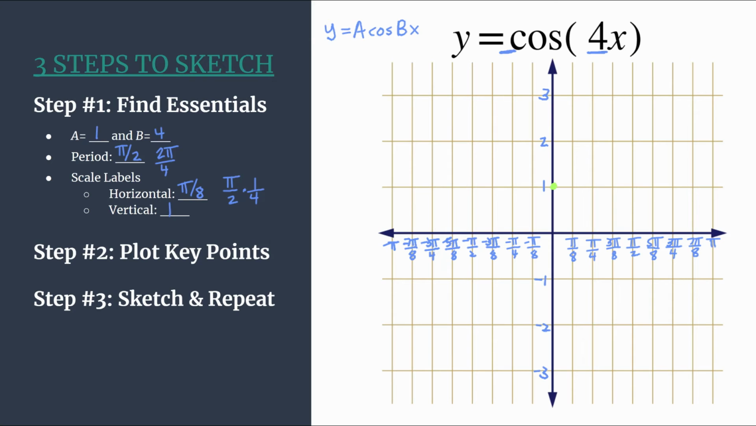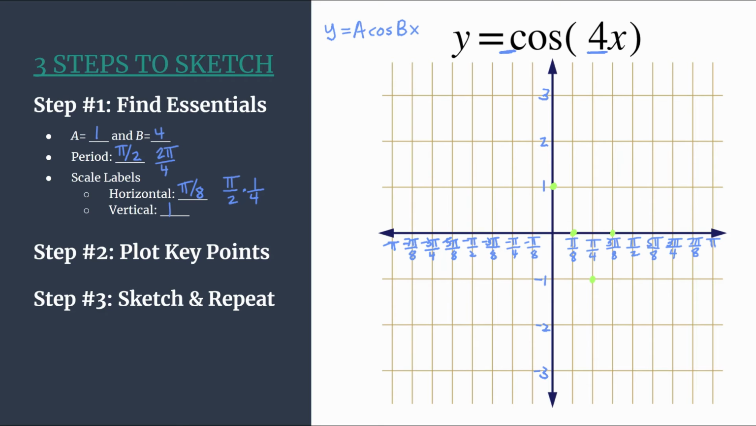Okay, then we know our next key point will be an x-intercept, and it will happen at the next horizontal tick mark, at pi over 8. All right, then we should have a minimum. It'll happen at the second horizontal tick mark to the right, and its y-coordinate will be the opposite of A, so -1. All right, our final key point for this portion of the pattern will happen at the third horizontal tick mark, so at 3 pi over 8.